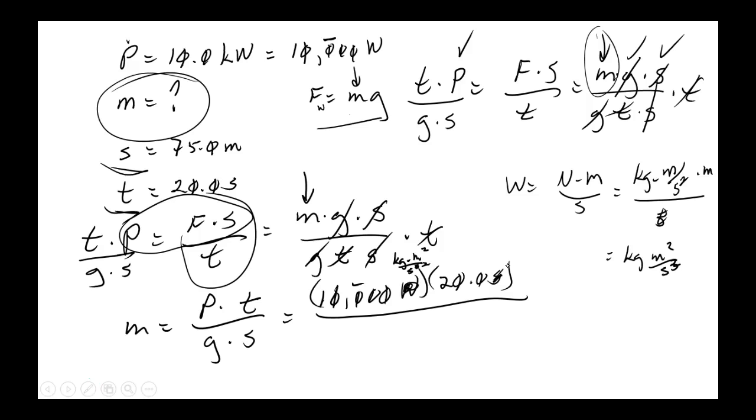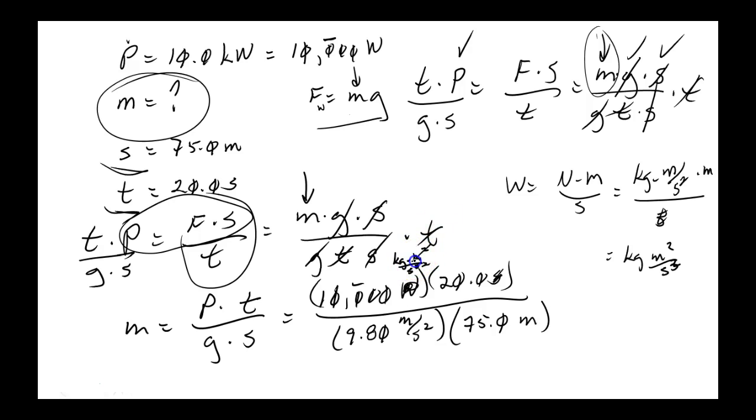Now, we're dividing by g, and what was g, by the way? The acceleration due to gravity, but what's its value? 9.80. What units? Meters per second squared. Great acceleration unit. And what's our s? 75 what? 0.0 what? Meters. Okay.